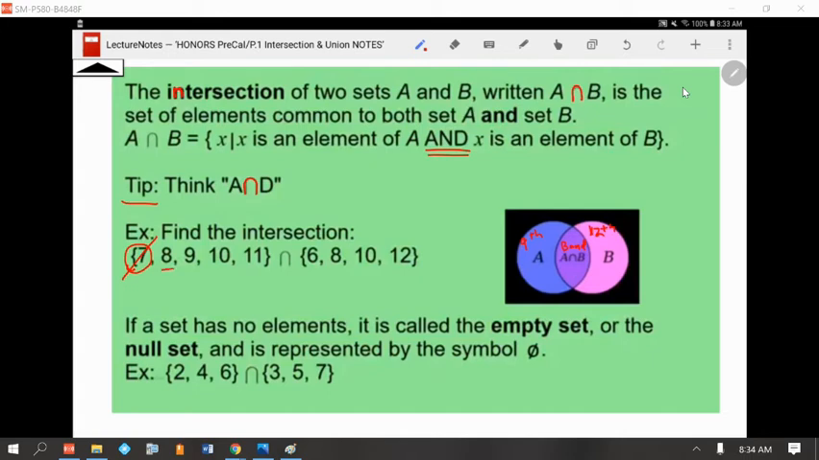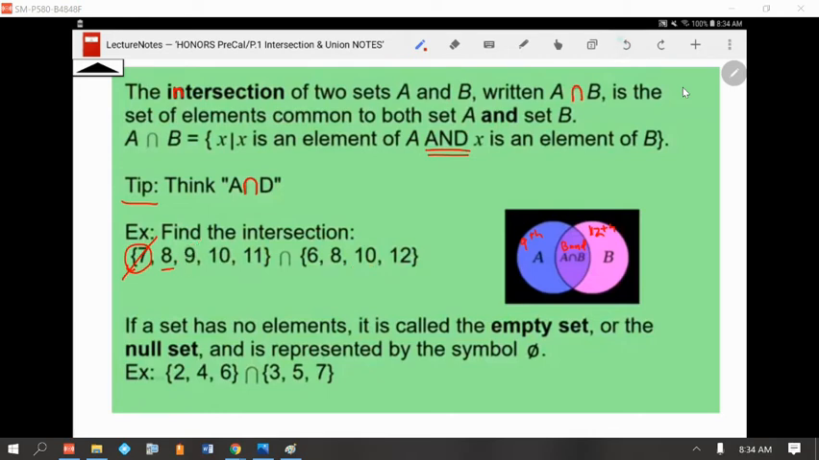Look, there's an 8. They both have 8 in common. Look, set A has a 9, but set B doesn't. Set A has a 10, and look, they both have 10 in common. Set A has an 11, right? But set B doesn't. And then the 6 and the 12, they don't match with set A. Set B contains those.